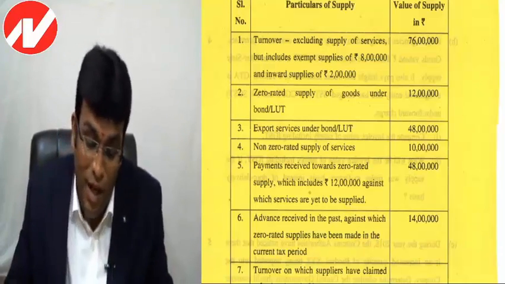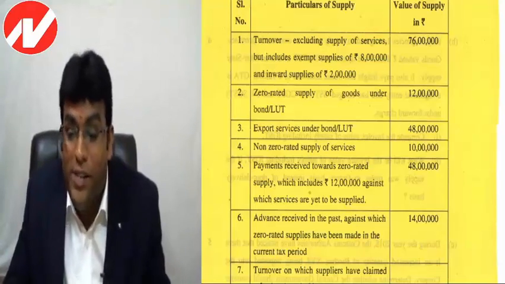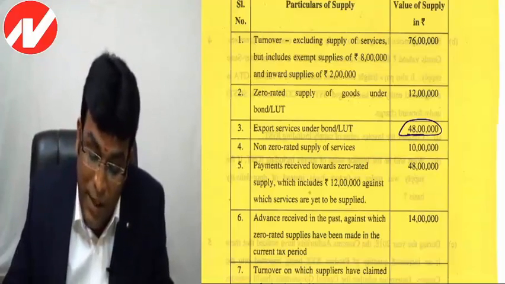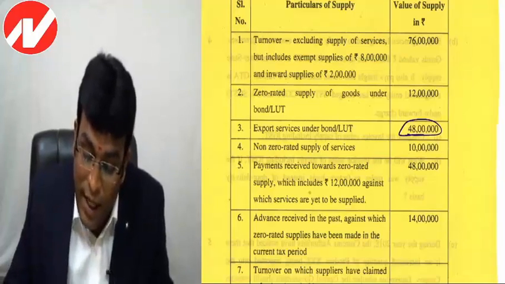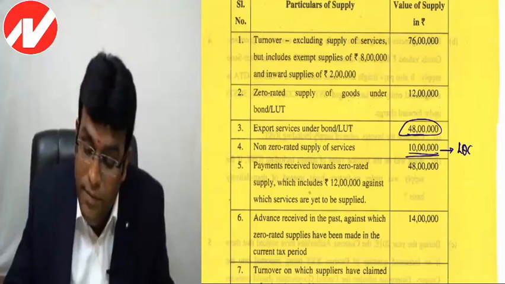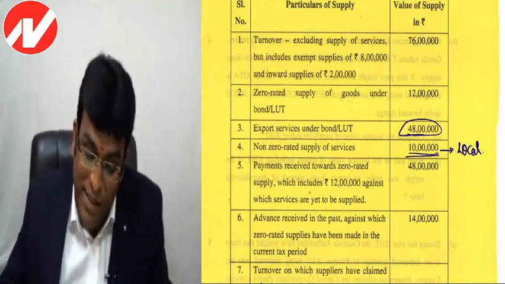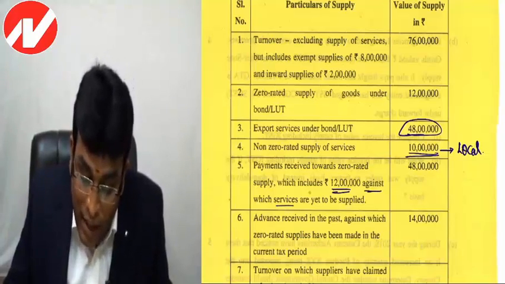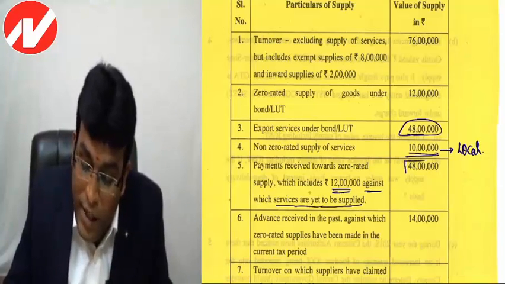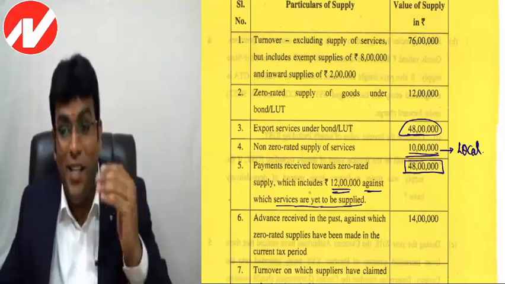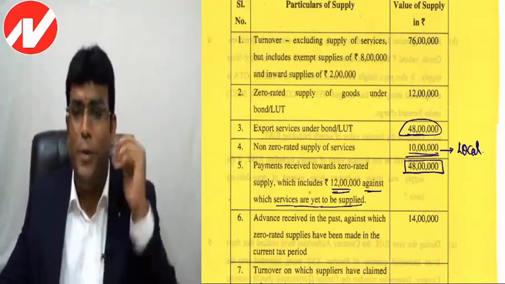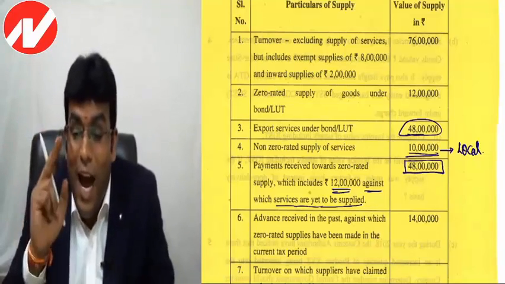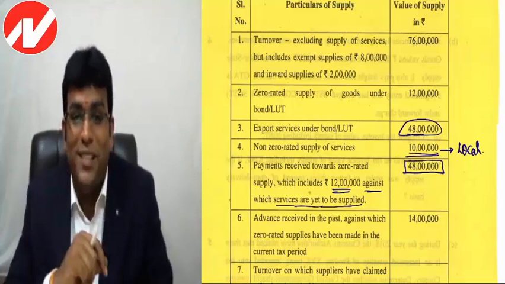Next line. Zero rated supply of goods under bond or LUT is 12 lakh rupees. Very good. Export of service under bond or LUT is 48 lakhs. Fantastic. Non-zero rated supply of services is 10 lakhs. That means this is local. Then payments received towards zero rated supply of service, which includes 12 lakhs against which services are yet to be supplied. 48 lakhs is received, which also covers 12 lakhs which is yet to be supplied. That is, 12 lakhs is something like an advance. And let me tell you, my dear friends, these kinds of advances are not considered while calculating turnover, sir.